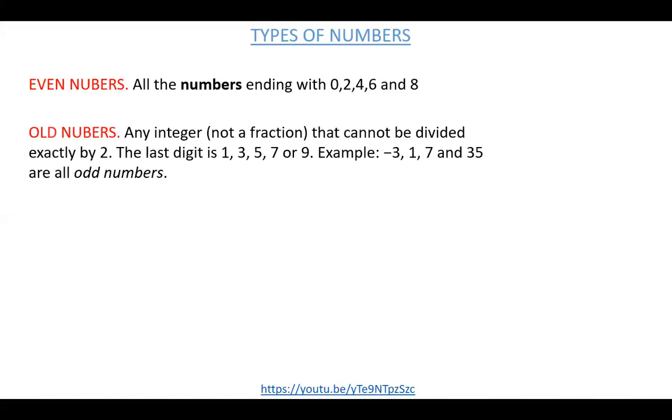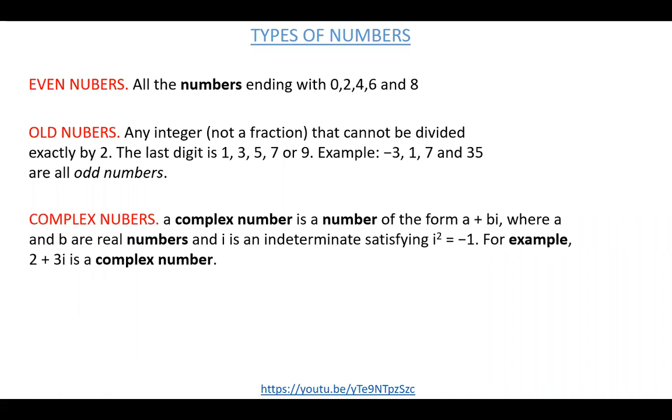Then we also have another set which is called the set of odd numbers. Odd numbers are numbers where if you divide 2 into such a number, you always have the remainder 1. Every time you divide 2 into an odd number, there's always a remainder 1.